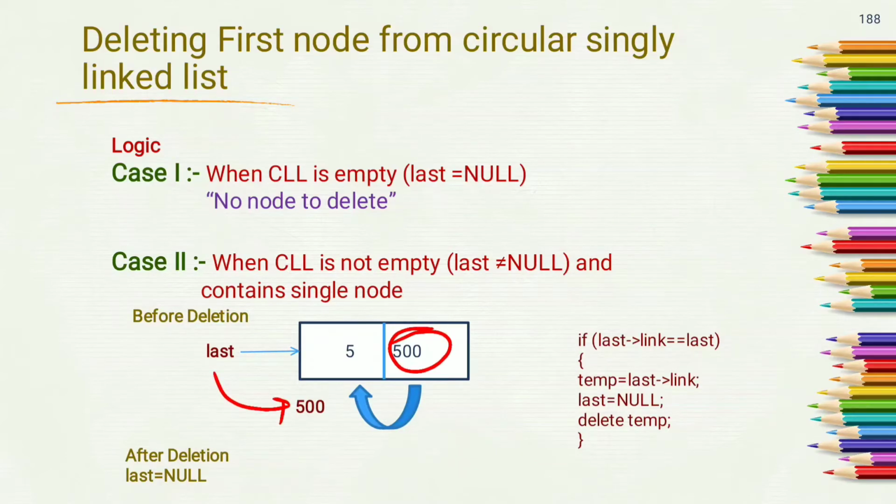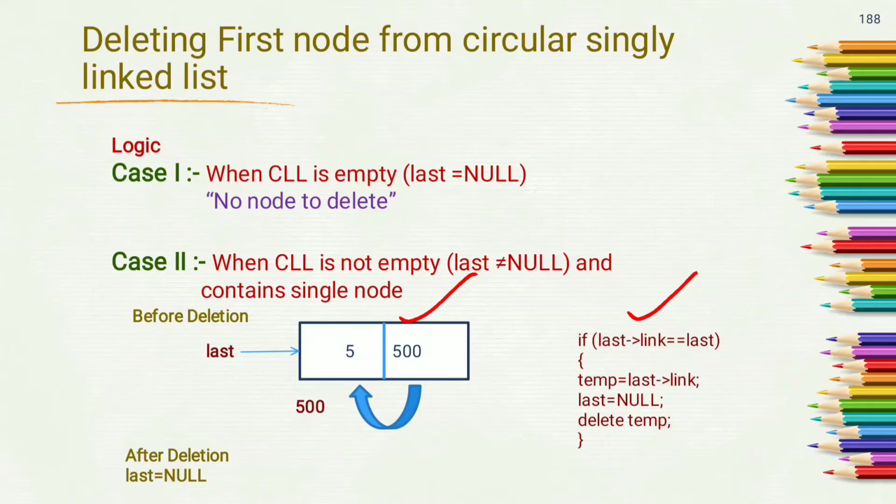Value of last is 500 and the value of last link is also 500 because there is a single node in circular linked list. When the last link is equal to last, it means there is a single node in circular linked list. Then we have to store the address of this node into the temporary pointer.